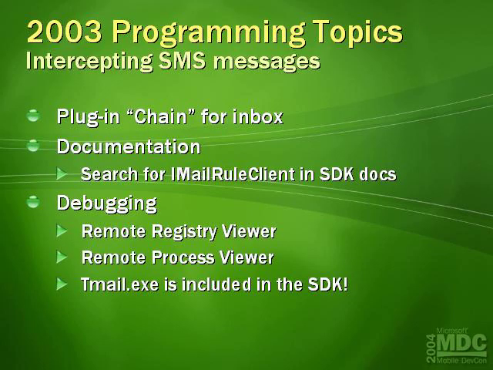So now we're done with sending the contact from our source device, and we have to deal with receiving the SMS message on the destination device. The inbox application provides a plug-in chain that you can hook into for SMS. It allows you to pre-process the messages before they actually get displayed to the user. This is done using an interface called IMailRuleClient. I'm going to go into that in a little more detail in a second.